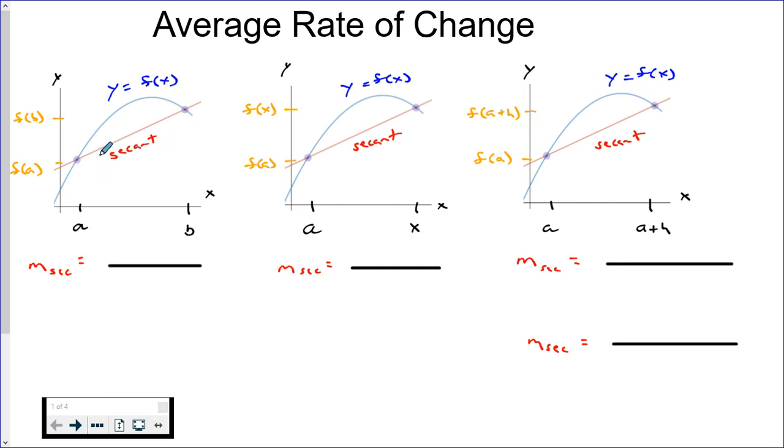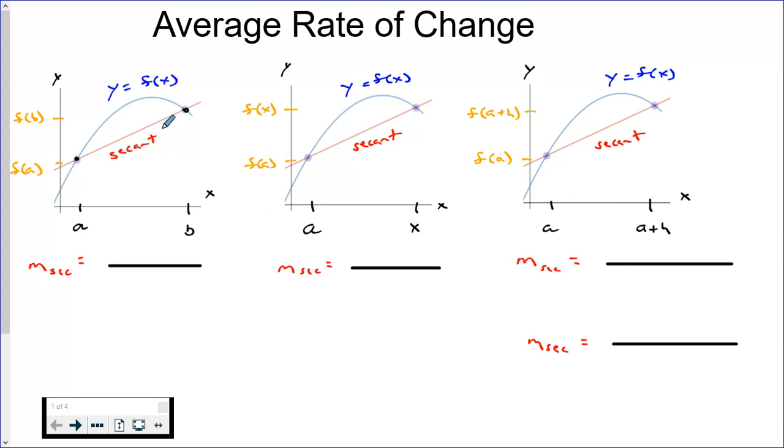A secant line is just a line that intersects the curve at more than one point, these two points here. And if I find the slope of this line, it's going to represent the average rate of change of this function over this interval. Now you'll notice I have three pictures and they all basically look identical. I'm just labeling that second x value differently, to give you a different feel of how you might see it. But they all mean the same thing.